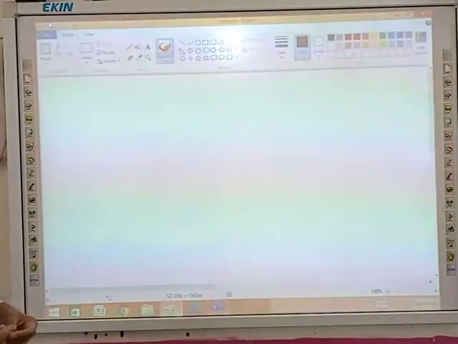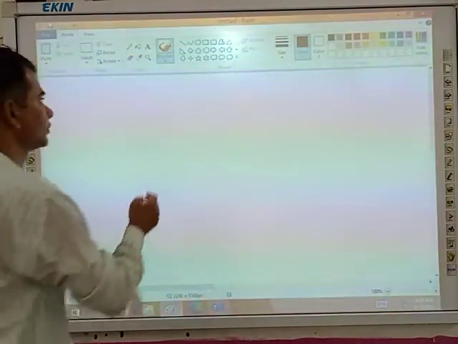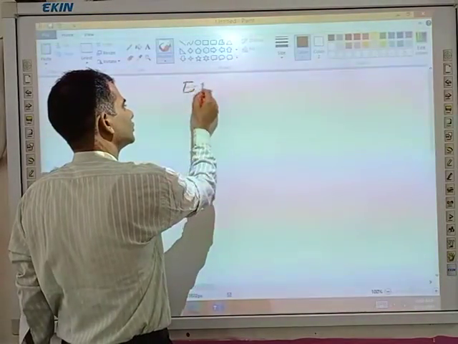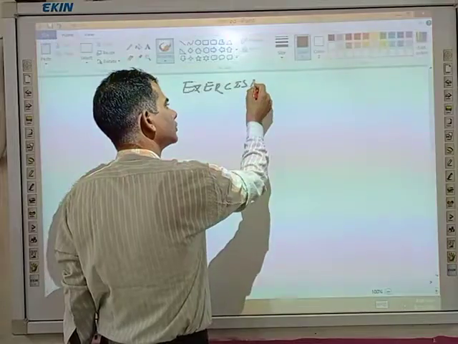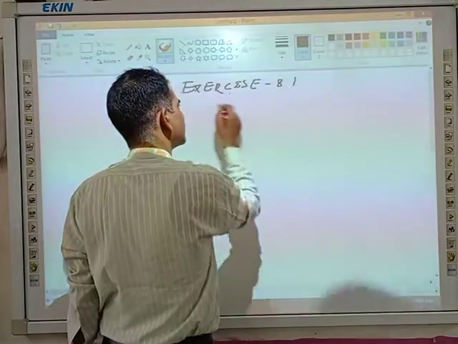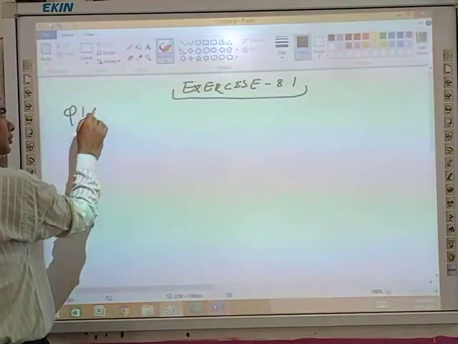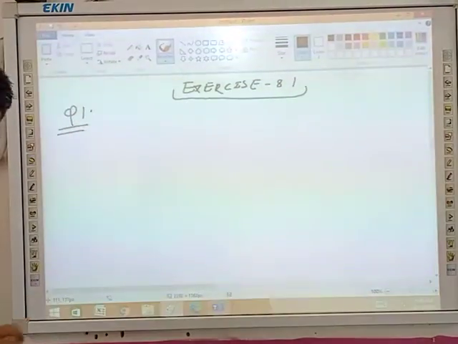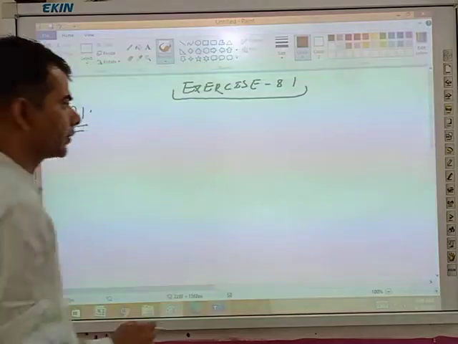Exercise 8.1, December 1st. In triangle ABC, right angle at B and AB is equal to 24 centimeter.